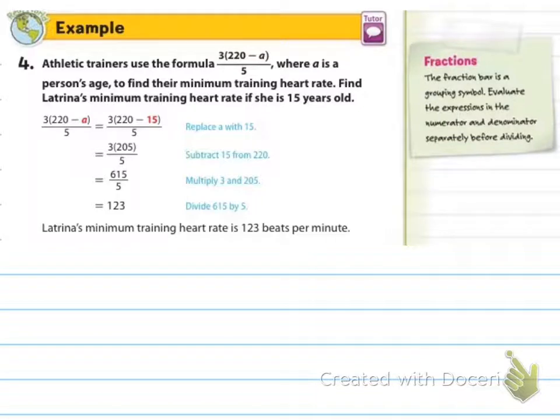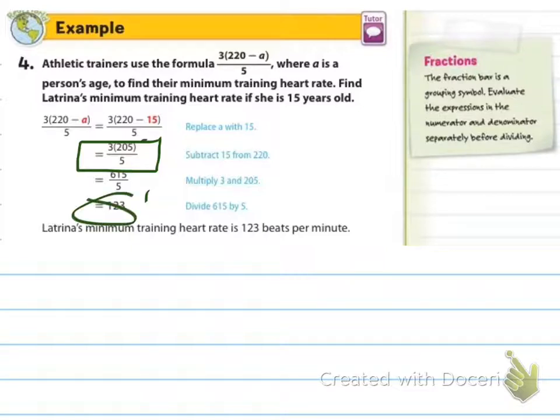For example number 4, it says the athletic trainers use the formula 3 times 220 minus A, all of that divided by 5, where A is a person's age, to find their minimum training heart rate. So find Latrina's minimum training heart rate if she is 15 years old. So we take the 220 minus 15 times 3, so that's where we go straight to here. And so that's going to be 205 times 3 divided by 5. You have to multiply, and it's 615 divided by 5, which is 123 beats per minute.